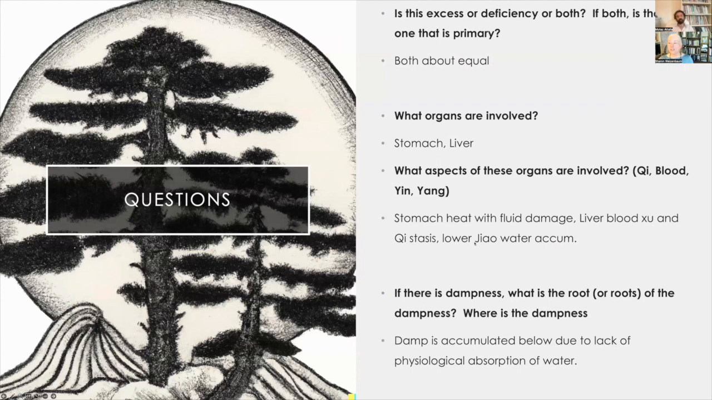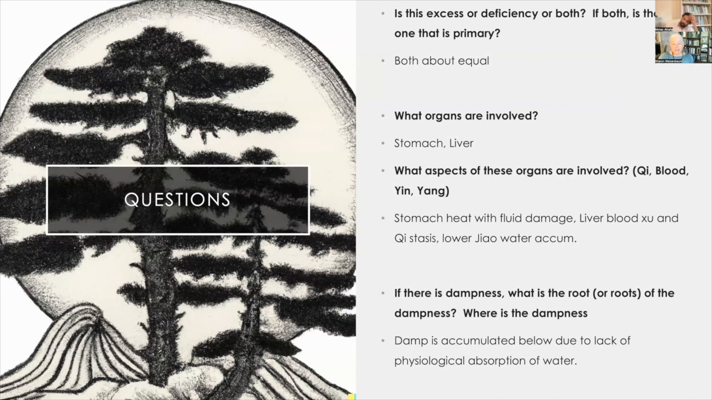So is it excess or deficiency or both? Which one is primary? And I would say about equal. He's got a robust body, he's young, but he's also had his fluid and blood damaged. And what are the organs involved? The stomach and spleen, we could say, and the liver. And what aspects? Stomach heat with fluid damage, liver blood deficiency and chi stasis, and lower jiao water accumulation.